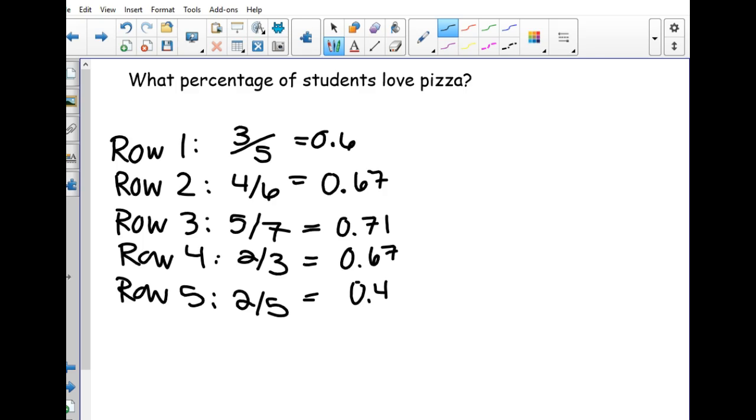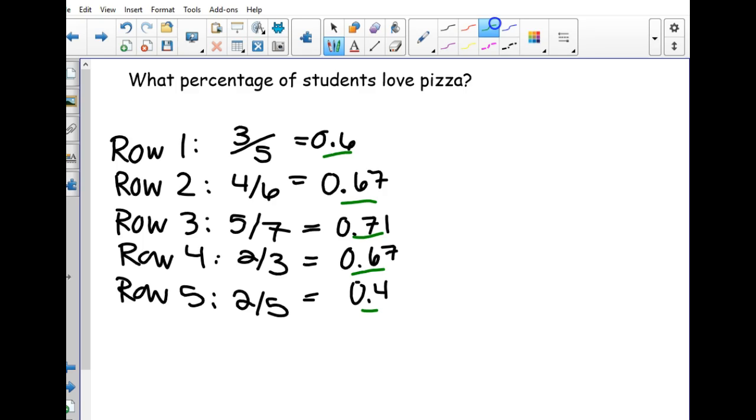Now, the issue with statistics is things vary. And Mr. Dull asked me a question about the entire senior class. I can't tell him for certain it's going to be 60% or 67 or 71 or 67 or 40.